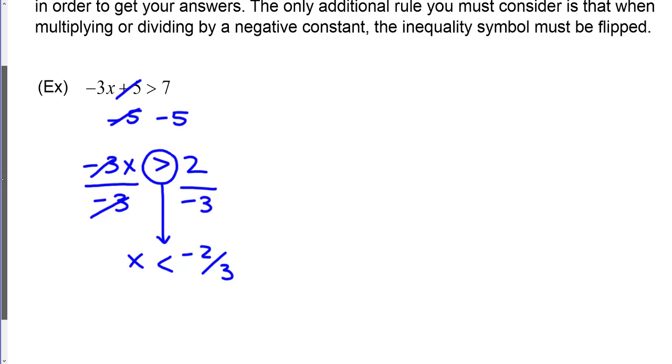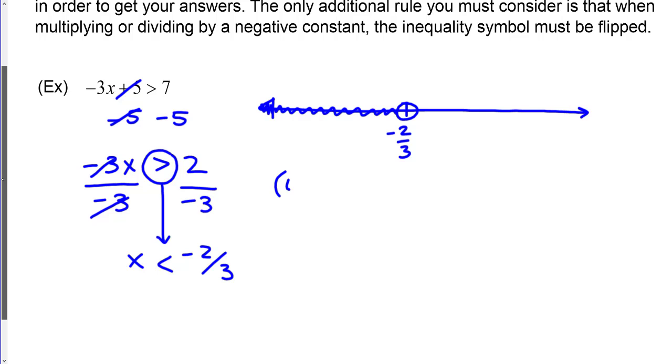Graphically, what that looks like is we have the point negative 2/3, and that's not part of the solution because this is x is less than negative 2/3. So I would shade to the left. And what that means is any value that I choose that is less than negative 2/3 would make this a true statement. Any value that I choose that's greater than negative 2/3 would make this an untrue statement.